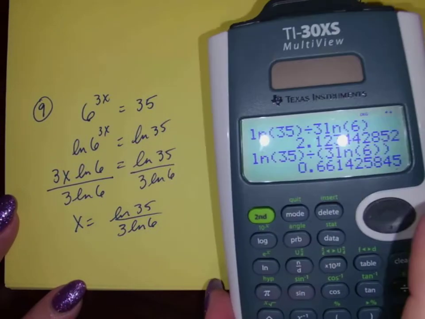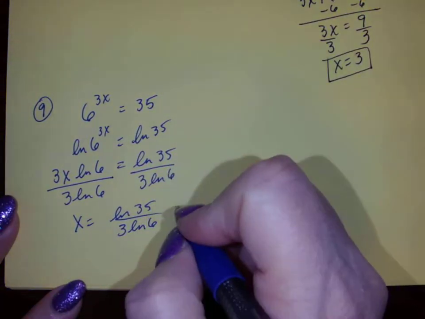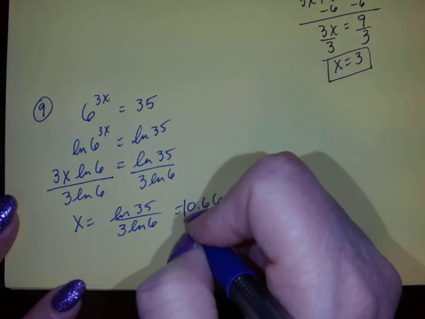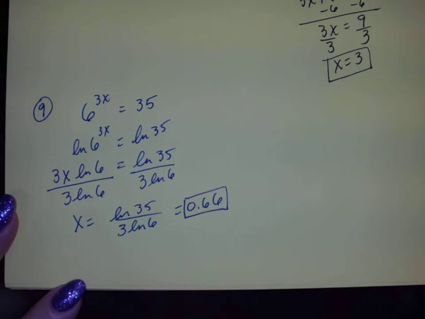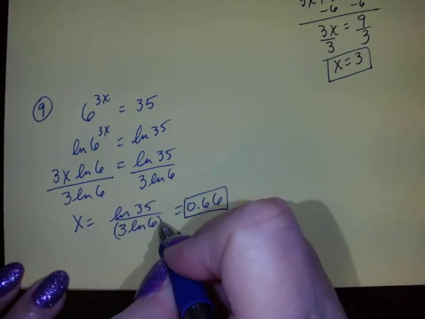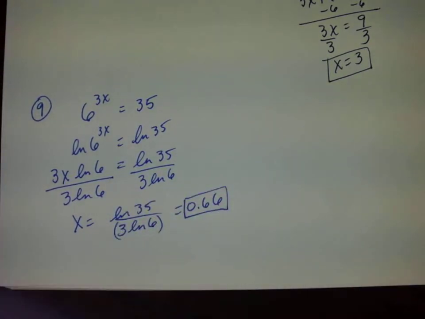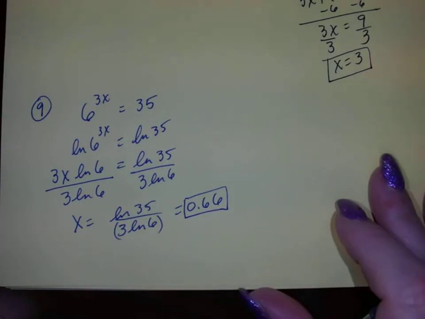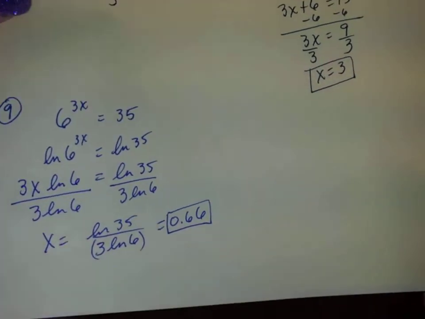So we're going to get 0.66. So make sure you do this part in parentheses. Otherwise, you will get a different answer. All right, let's go on to number 10.